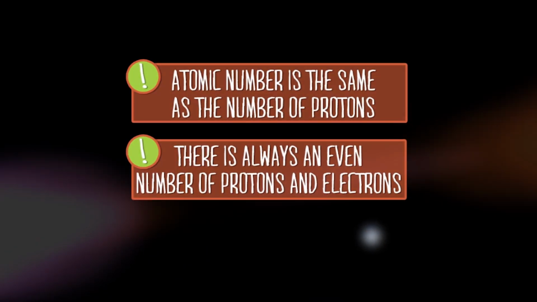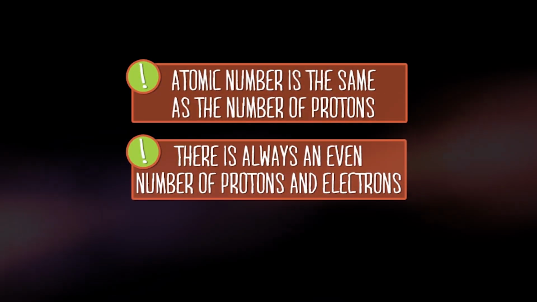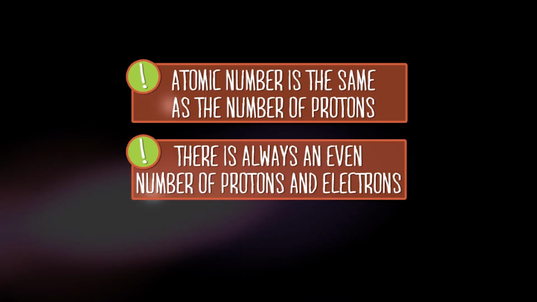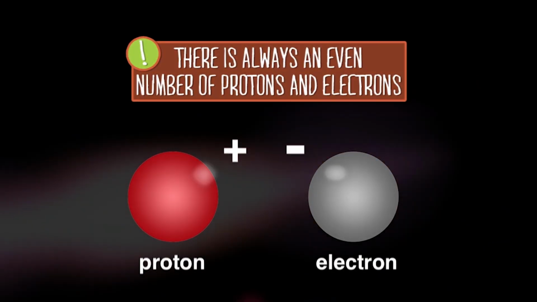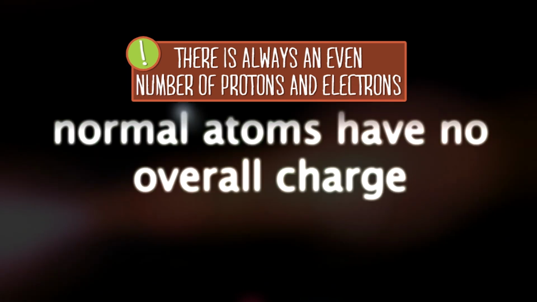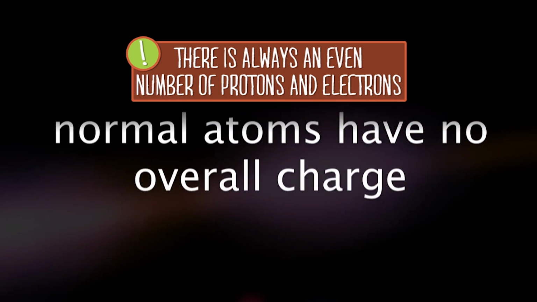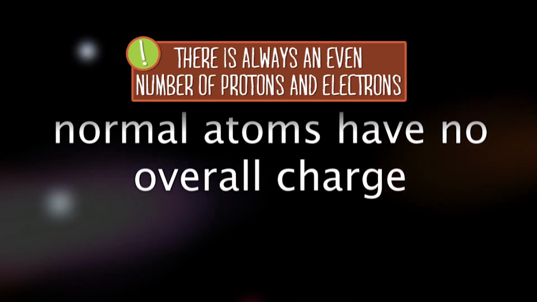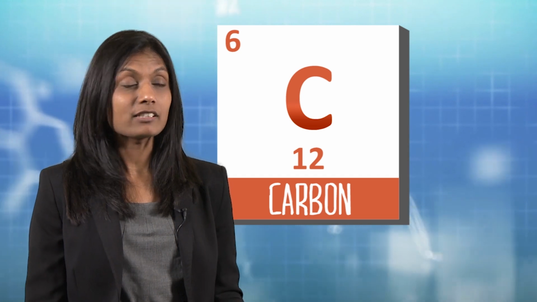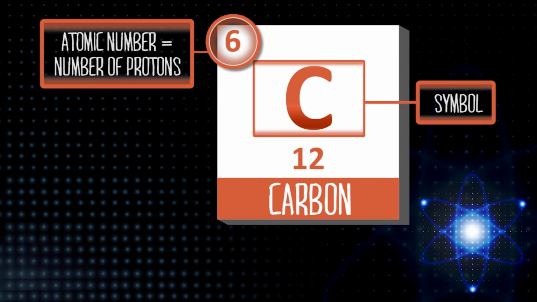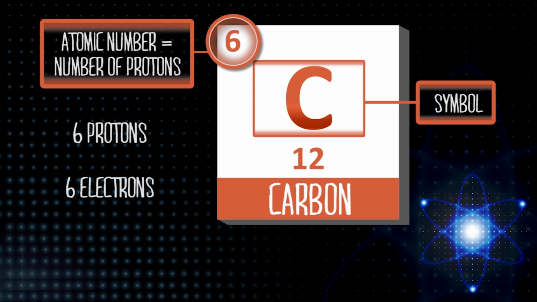We can grab another piece of information from atomic numbers. Atoms have equal number of protons and electrons, so that the positive charge of the protons cancel out the negative charge of the electrons, meaning that normal atoms have no overall charge. So knowing this information, we can find out how many electrons are present in an atom by just referring to its atomic number. So in an atom of carbon, the proton number is 6. So there are 6 protons as well as 6 electrons.